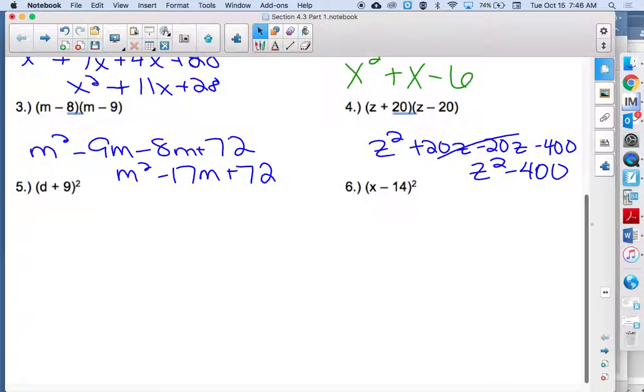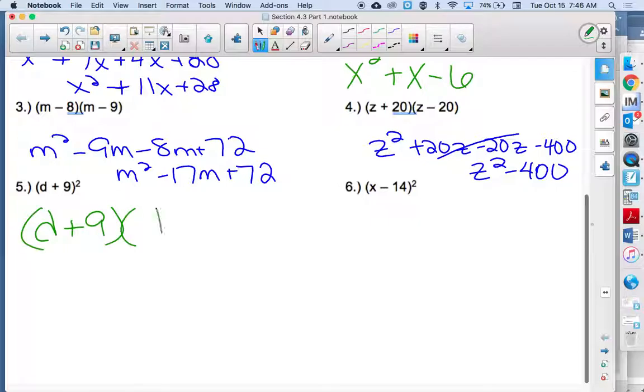Number 5 and 6 are written a little different. We have one parenthesis and it's squared. What does that mean if we have one parenthesis squared, Chris? So like for number 5, that means it's just like 2 of d plus 9. Right, it's 2 of that quantity, d plus 9. That little squared means it's double. There are 2 of them, and instead of writing them as separate, we usually condense them together and make 1.